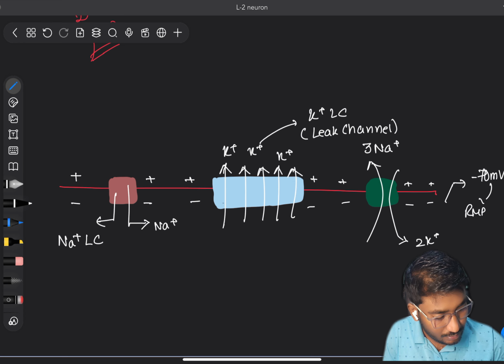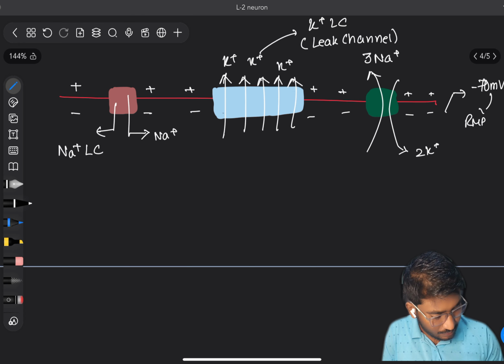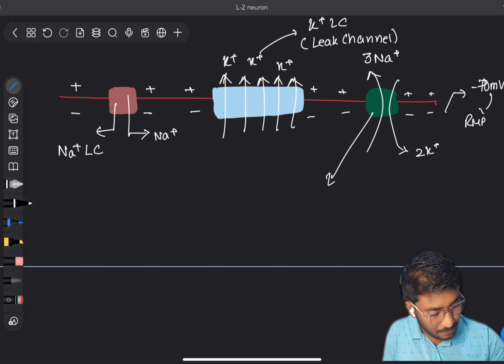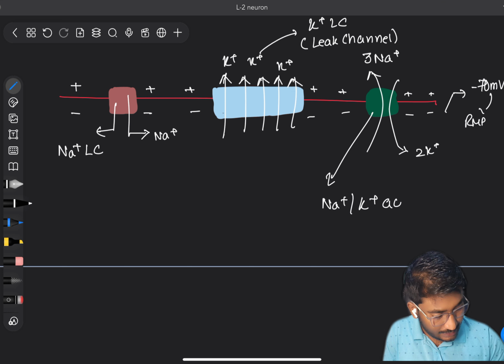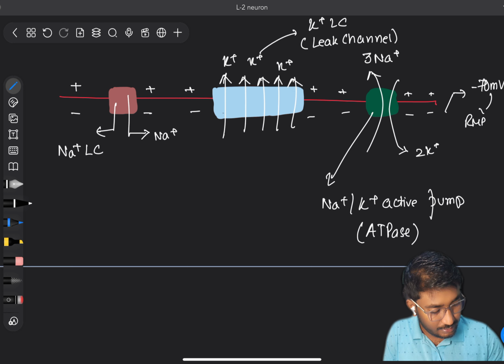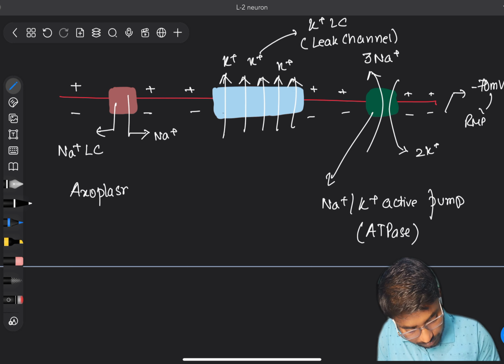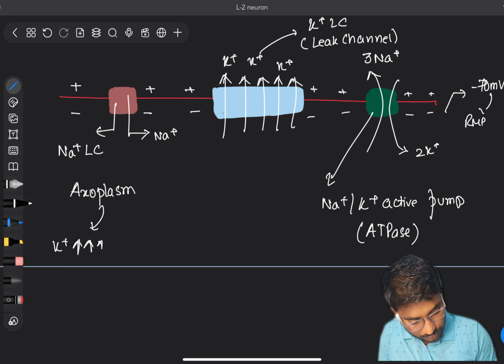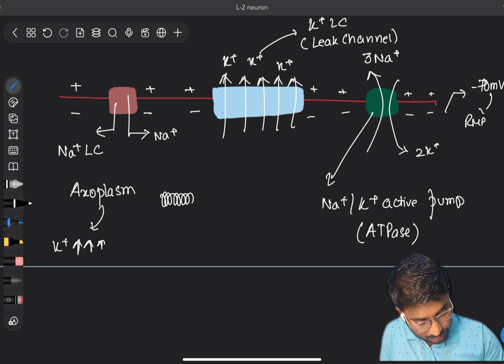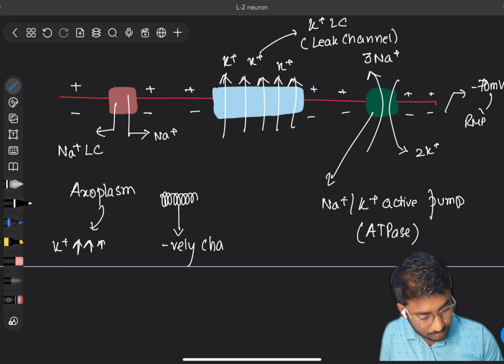It is RMP. Okay, now this one is called sodium potassium active pump. Active pump, ATPase is the enzyme required. Okay, now in the axoplasm, potassium goes in. There is negatively charged protein.